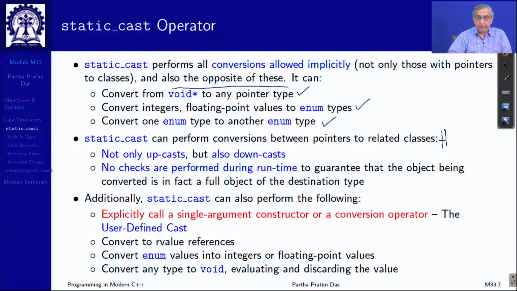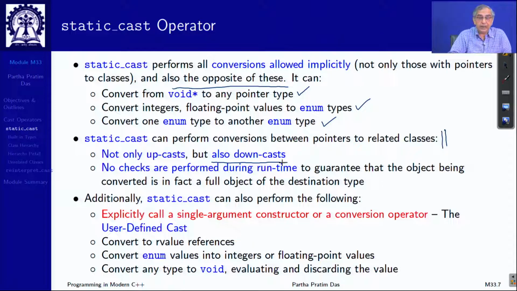Static cast can perform conversions of pointer types to related classes. Certainly, it can do upcast because it is implicit, but it can also do downcast, though that is not the proper way to do downcast. We will see in the next module, where we will discuss the downcast operator specifically, but static cast also allows you to force a downcast if you really need to do that.